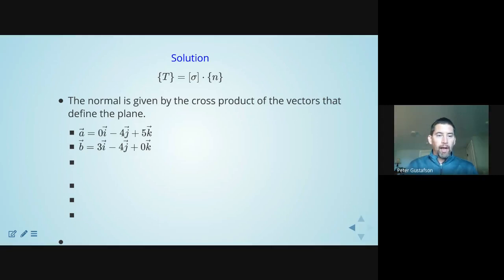Okay, so A and B, of course, were identified. If we look back at that image that I showed on the prior slide, the vector A would be equal to 0 in the I direction, minus 4 in the J direction, plus 5 in the K direction. And the vector B would be 3I minus 4J plus 0K.